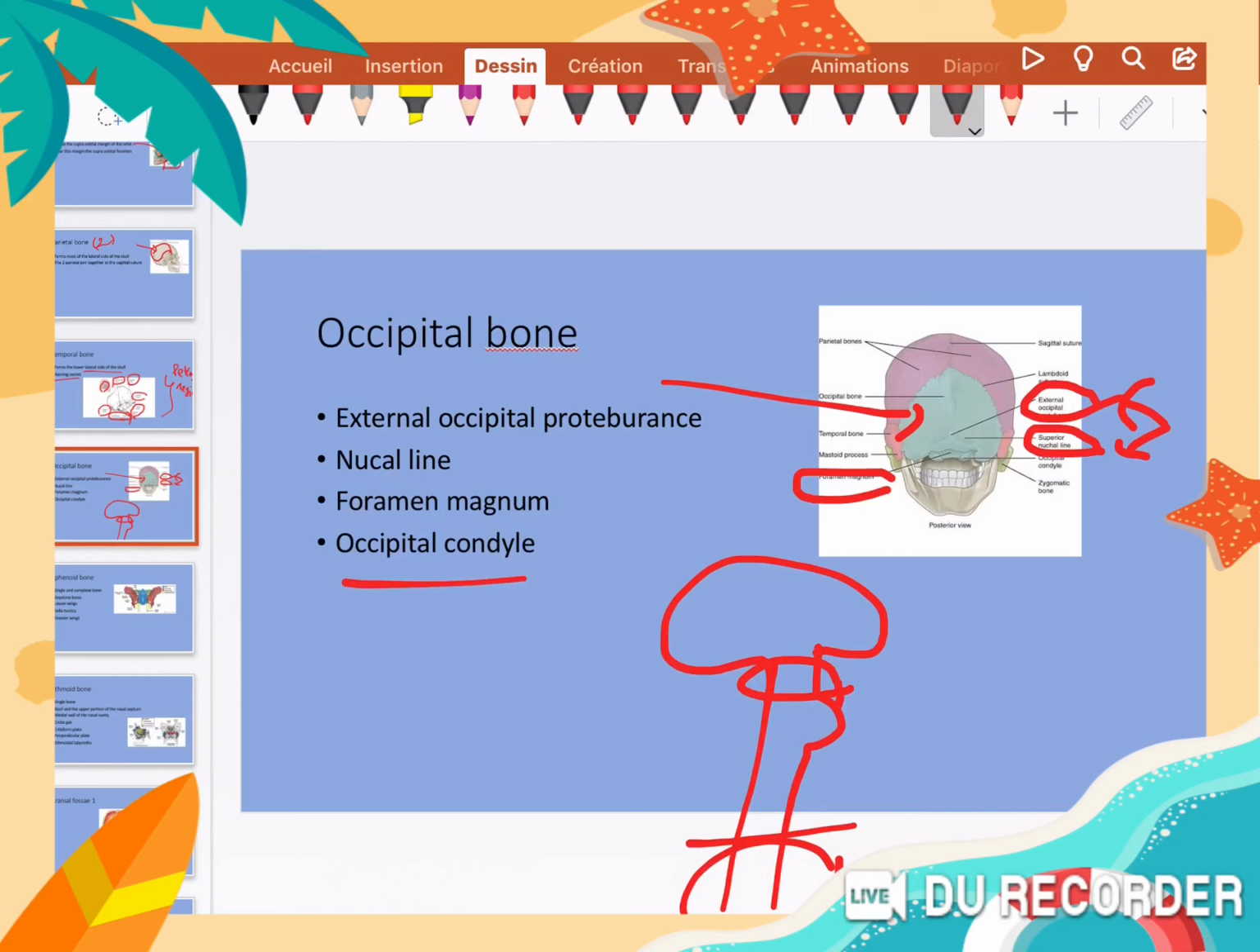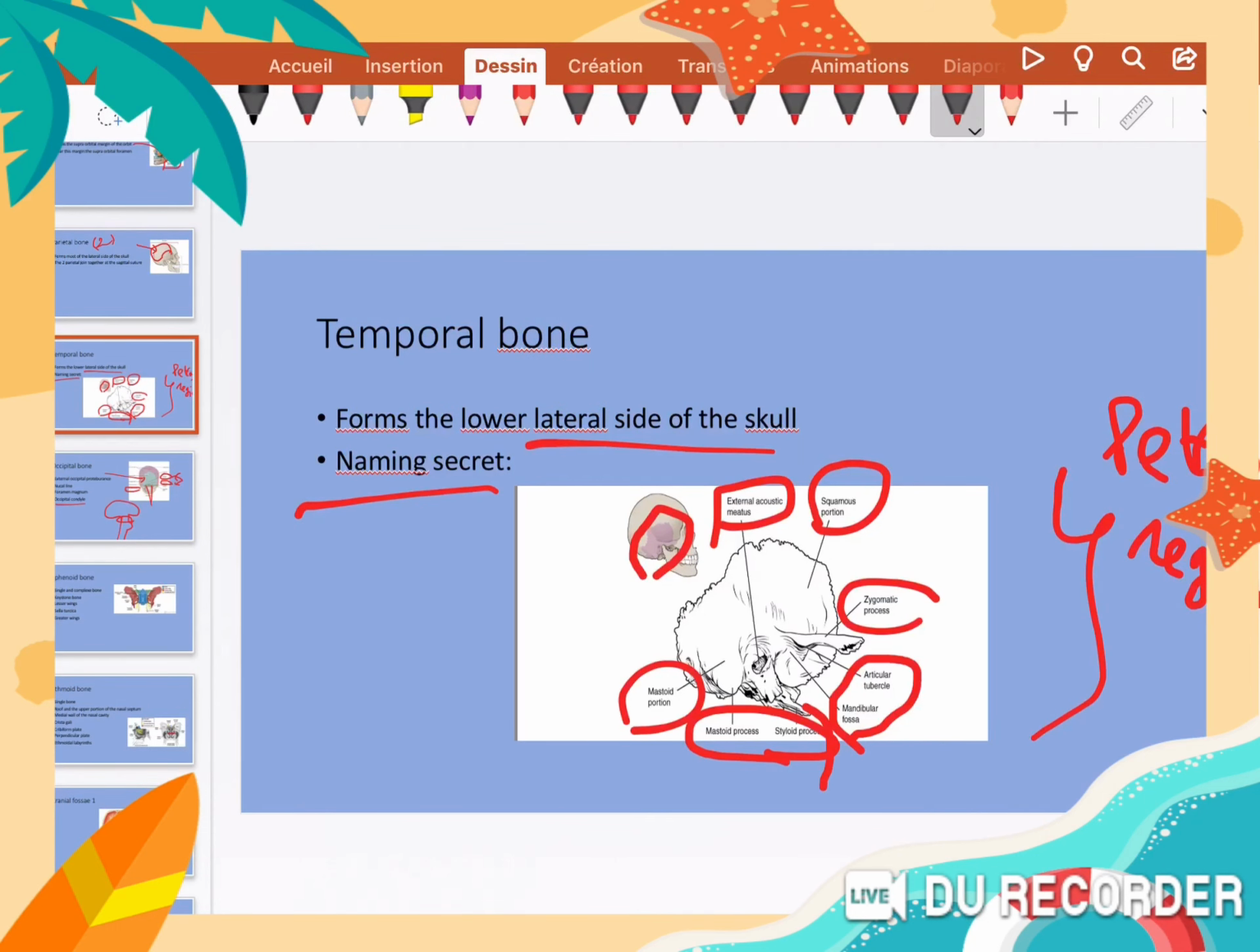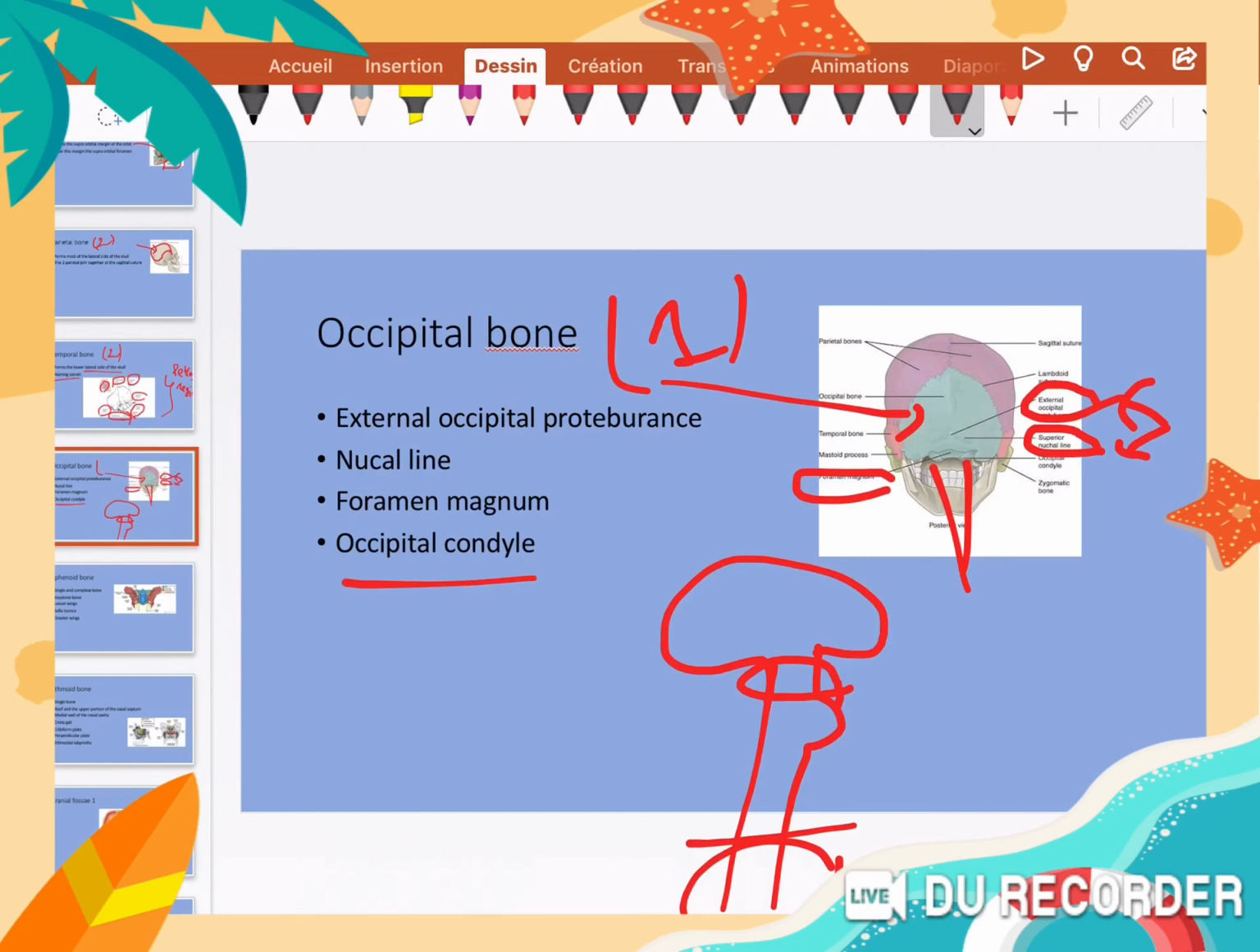And lastly, we have the occipital condyles here. This is the occipital condyles. They are for the joints between the cranium, or occipital bone, and the first vertebra, the atlas. Okay. We are still with the cranial bones. Here, temporal, we have two. Occipital, we have only one.